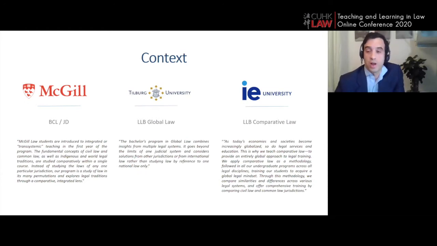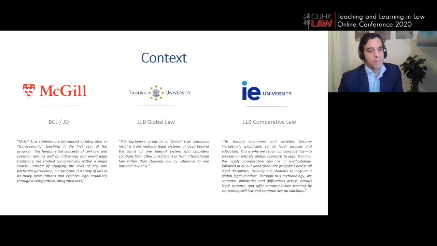And of course, I also have in mind the LLB in comparative law that we teach at IE University in Spain. So I am completely biased when I talk about this methodology, and I should make this disclaimer from the very beginning. In our program, its official name is not LLB in comparative law, it's just LLB. We just take for granted that we use comparative law as a methodology. I use the words comparative law here to stress what its content is about. We do teach comparative law and we apply it as a methodology across all our courses.